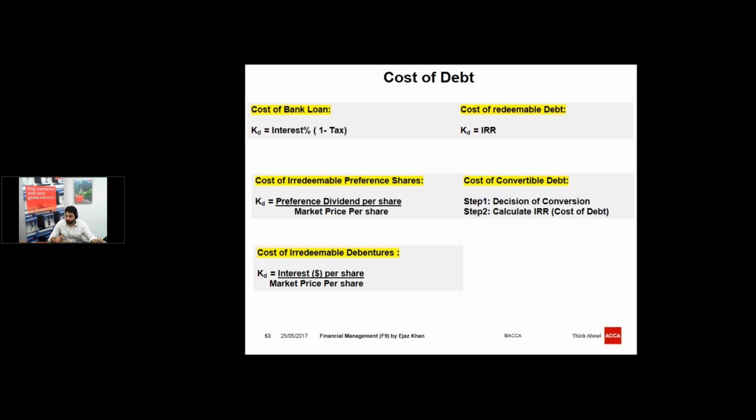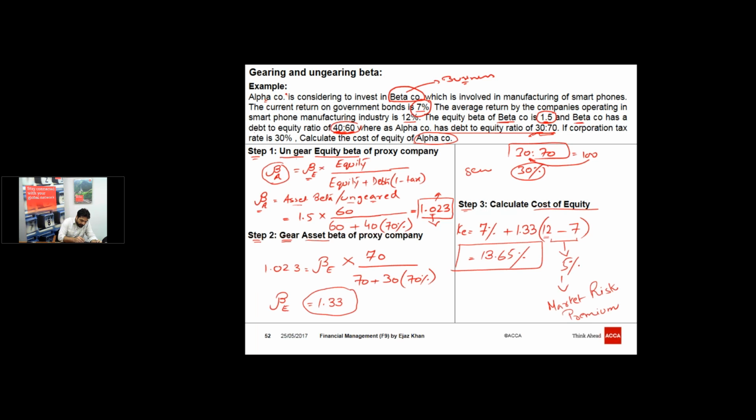Let's move forward now. Let's go to the cost of debts. We are done with the... So can you please explain the 100% equity? Assume that alpha company was a fully equity financed company. What does this mean? It means it will have no financial risk. And since it has no financial risk, there is no point in gearing its asset beta and incorporating any financial risk. So the asset beta that we calculated in the first step should have been treated as its equity beta as well. It would have the same asset beta and equity beta since it has no gearing.